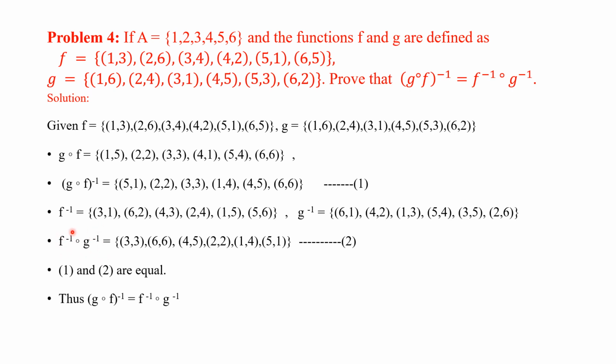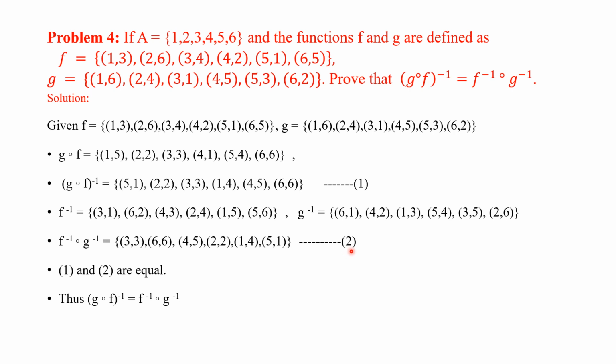How do I start? The first function is F inverse. So always look at the first function. 3 is mapped to 1. And where is 1 mapped to? 1 is mapped to 3. So (3, 3). 6 is mapped to 2 and 2 is mapped to 6. So (6, 6). 4 is mapped to 3 and 3 is mapped to 5. So (4, 5). 2 is mapped to 4 and 4 is mapped to 2. So (2, 2). 1 is mapped to 5 and 5 is mapped to 4. So (1, 4). 5 is mapped to 6 and 6 is mapped to 1, which is (5, 1).